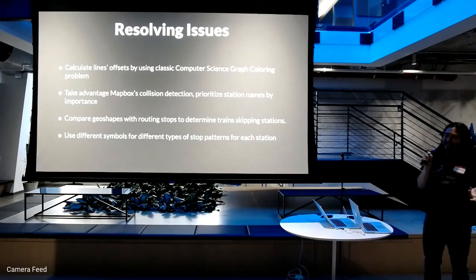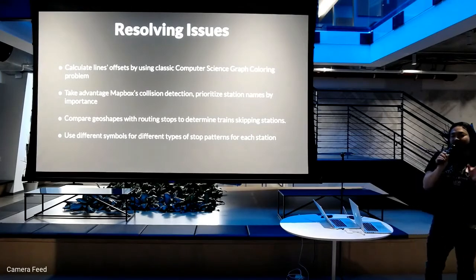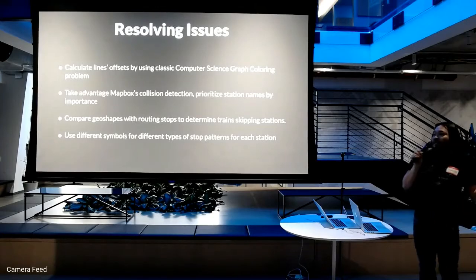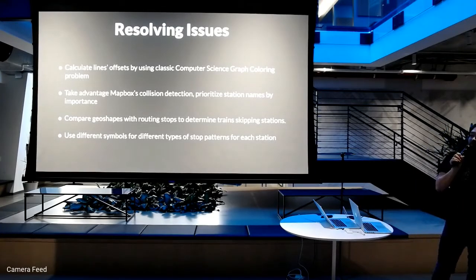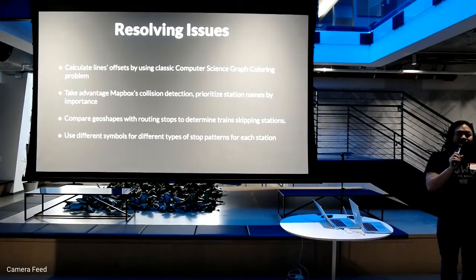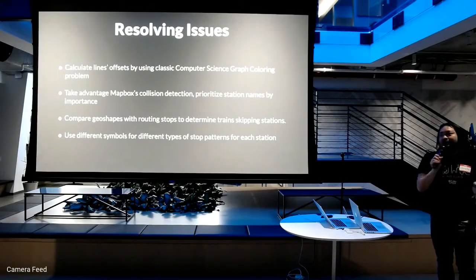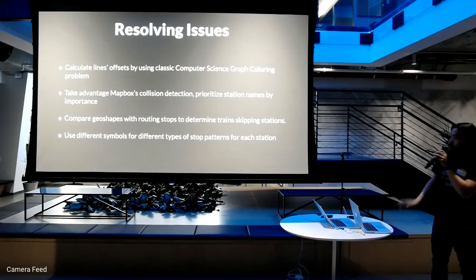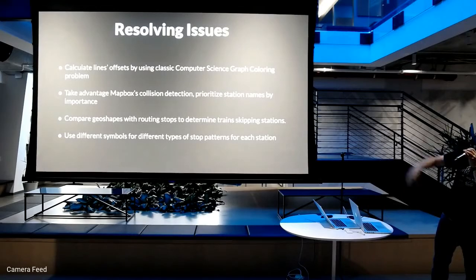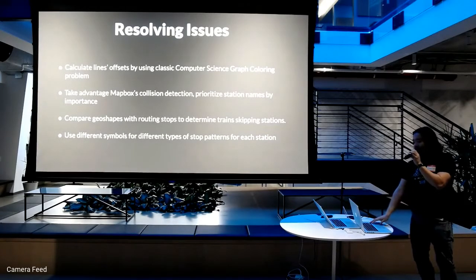That's basically the same thing with how we need to determine the offset of each line. And then on top of that, I took advantage of Mapbox's collision detection so that if an area of the map is very dense, it would not show certain stations. And then other things too. So I use all that information to determine if certain trains are skipping stations, and then I use different symbols to show the stop patterns.